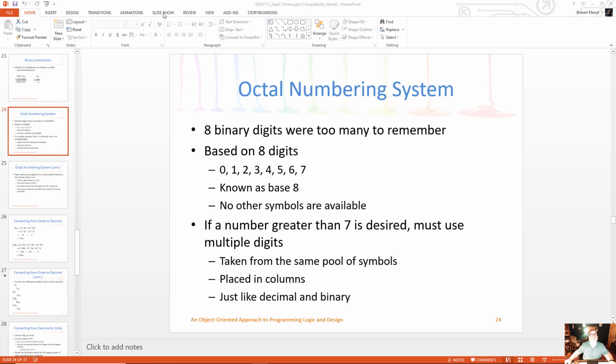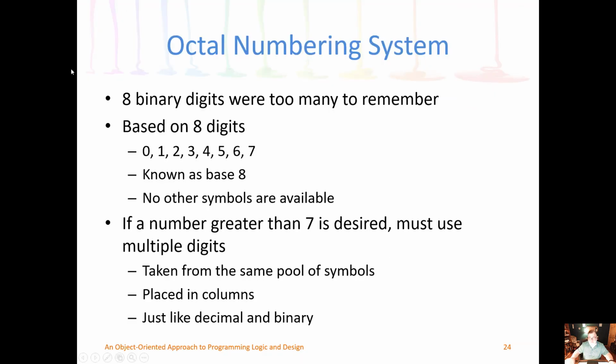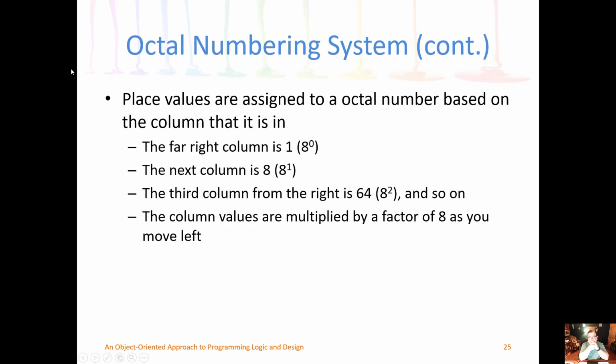Let me pull this up for a slideshow. So we look at the octal numbering system, and the far right column is 8 to the 0. Since it's base 8, we go up by 8. The next column is 8 to the first, the next column is 8 squared, another column will be 8 cubed. Remember, 8 squared is just 8 times 8, and 8 cubed is 8 times 8 times 8, and so on and so forth. Every time we move to the left, we go up by a factor of 8.